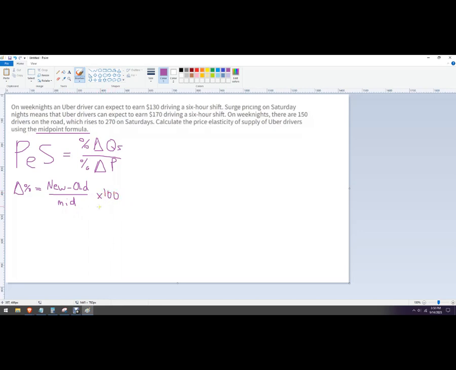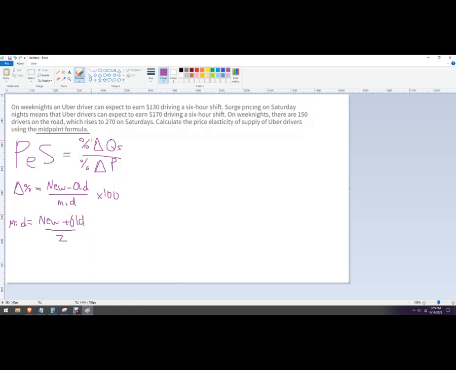Now, if you're stuck on what is the midpoint or things are getting too complicated for you, what we're going to do is we're just going to add new plus old and then divide by 2. That'll give you the midpoint method. But most of the time you can eyeball it, see what's halfway in between.